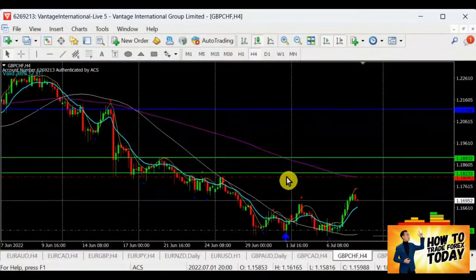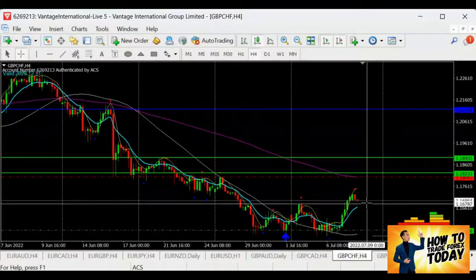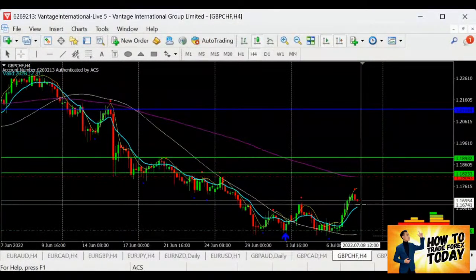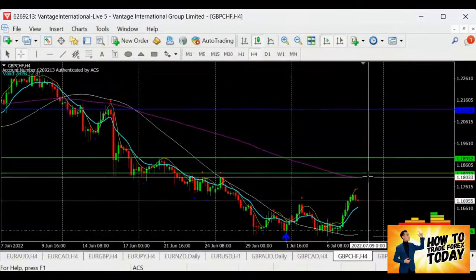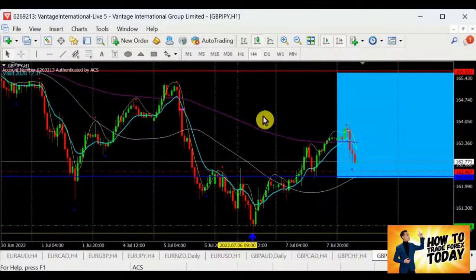So pound franc, just be careful that around this area, we are going to set up another lower high that will continue to push. So tentatively, I'm going to stay away from this. Pound yen, let's take a look at pound yen.